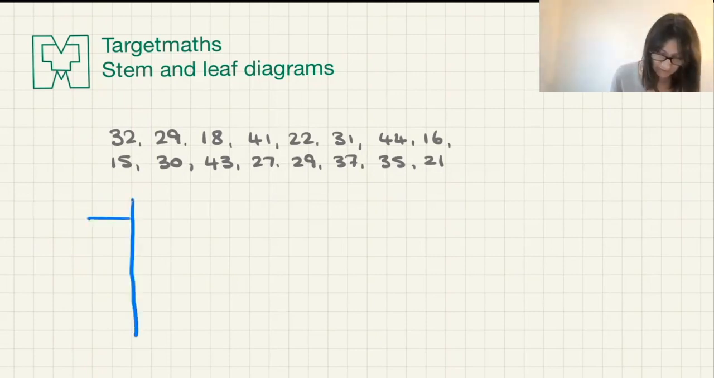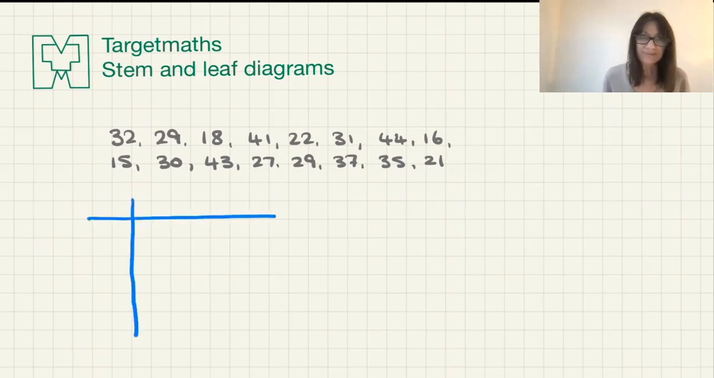So I'm going to create a grid, and down this side, I'm going to put my tens. Now, when I look at the data, I can see that I've got 15. I think that's my smallest. And my biggest looks like it's in the 40s. So I'm going to have 1, 2, 3, 4 down here. And that's representing tens. So it's representing 10, 20, 30, 40. And then the leaves are my units.